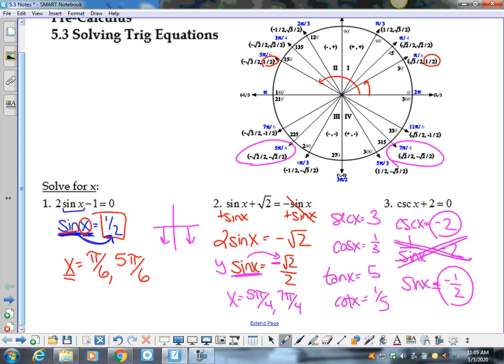Okay, so I'm looking at this one. I want to know where sine is a -1/2, so sine is my y value and it's negative, so south of the border. And I want it to be pretty, so it's going to come from an ugly pretty. So that's going to be here or here. So x is going to equal 7 pi over 6 and 11 pi over 6.